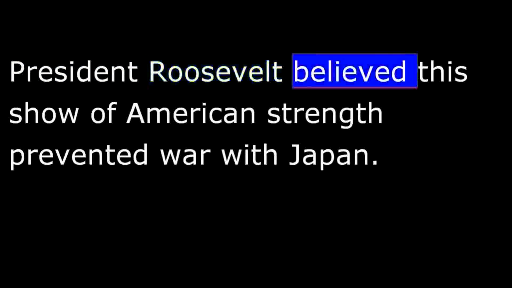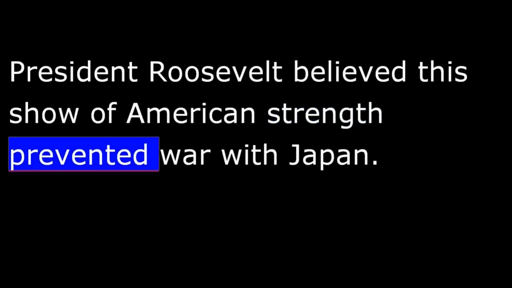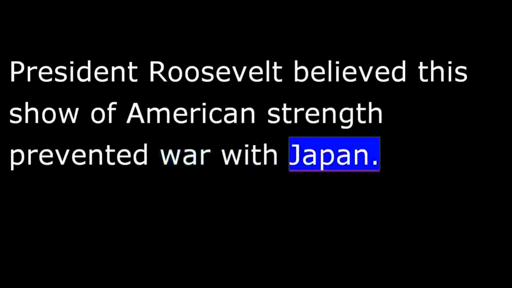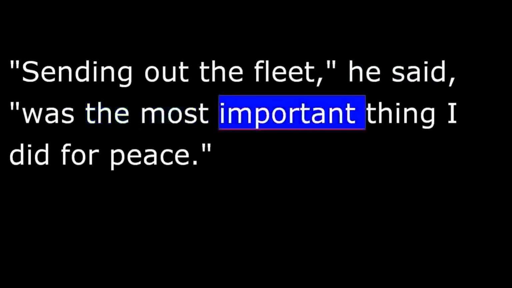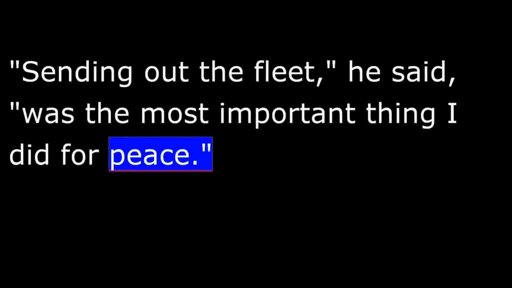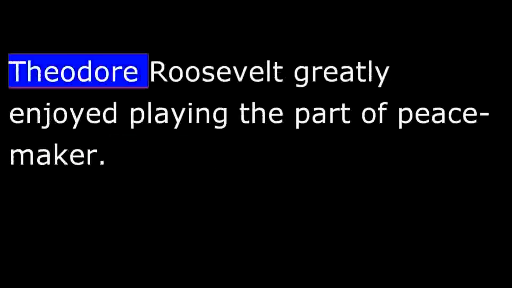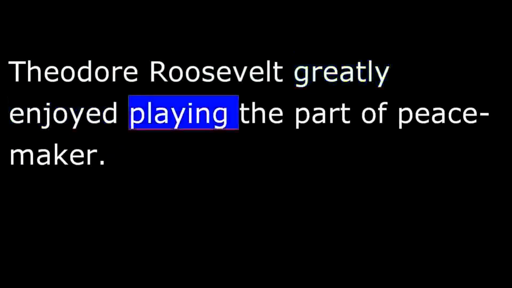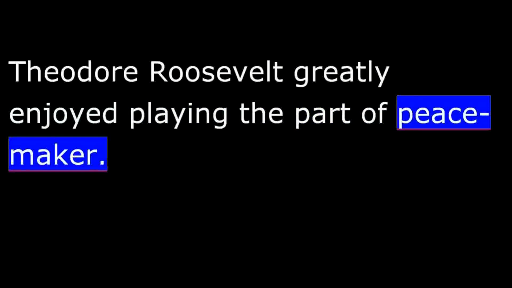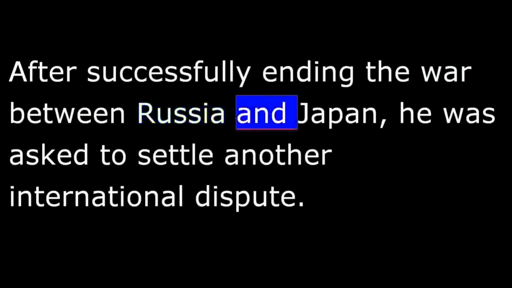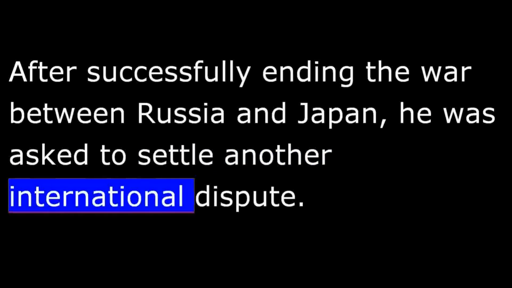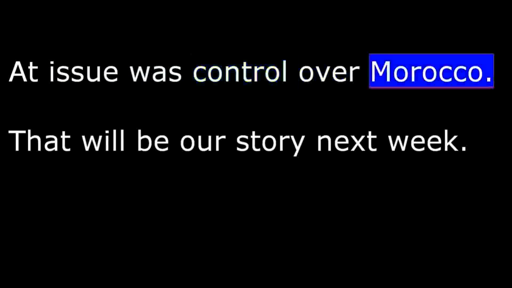President Roosevelt believed this show of American strength prevented war with Japan. "Sending out the fleet," he said, "was the most important thing I did for peace." Theodore Roosevelt greatly enjoyed playing the part of peacemaker. After successfully ending the war between Russia and Japan, he was asked to settle another international dispute. At issue was control over Morocco.